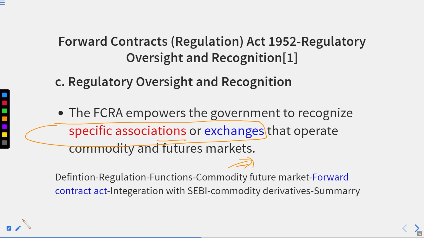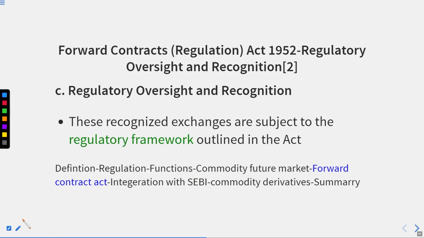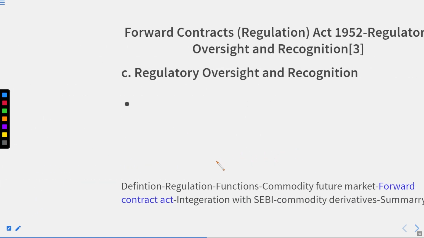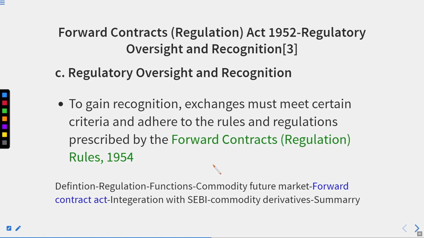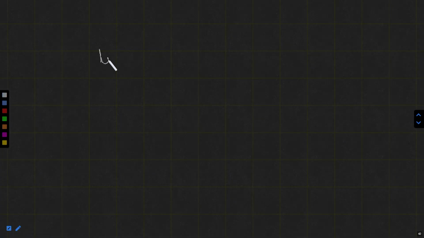All right. Now let's move forward. These recognized exchanges are subject to the regulatory framework outlined in the Act. All right. To gain recognition, exchanges must meet certain criteria and adhere to the rules and regulations prescribed by the Forward Contracts Regulation Rules, 1954. It's not an Act, but it has the rules. All right. So you can say it's a process of licensing.